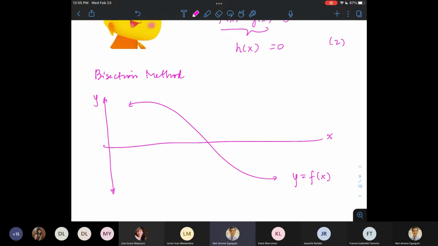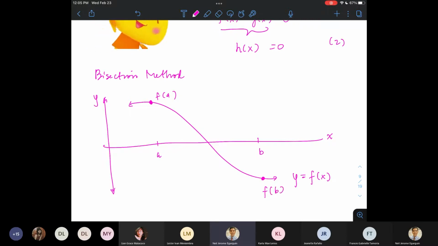So if A is the left endpoint, B is the right endpoint, then I'm looking for an interval AB such that f of A and f of B will have opposite signs. All right? So for example, this is A, this is B, and clearly f of A is positive. It's somewhere here. Okay, this is f of A. And f of B is somewhere here.